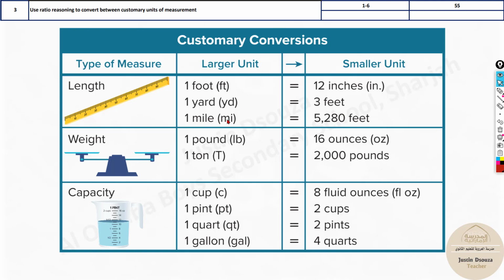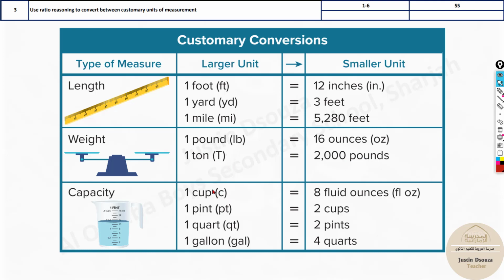5,280 feet make 1 mile. So big it is. Then about pounds. This is oz, in the sense of ounce. A pound is 16 ounces, whereas 1 ton is 2,000 pounds. You can see the ton is so big.